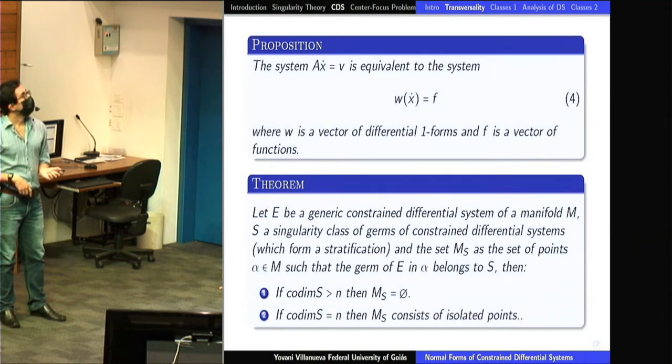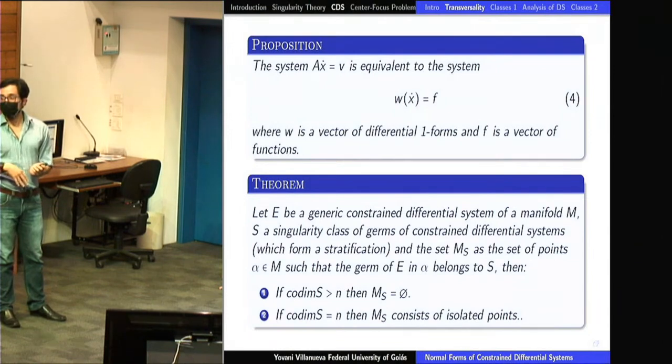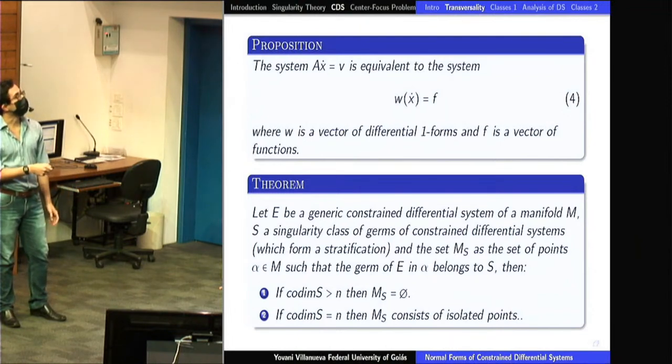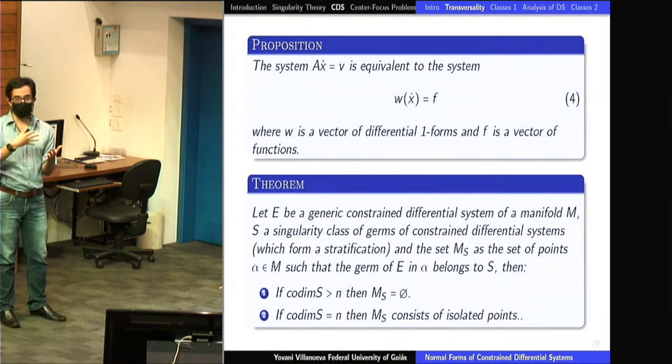Then we can get, using this transformation, a version of the transversality theorem. In this case, for constrained differential systems, if we define singularity classes over the set of constrained differential systems, and the codimension is bigger than the dimension of the variety, then the set which defines that singularity class in the manifold is empty. And if the codimension of S is equal to n, then in the manifold it consists of only isolated points.